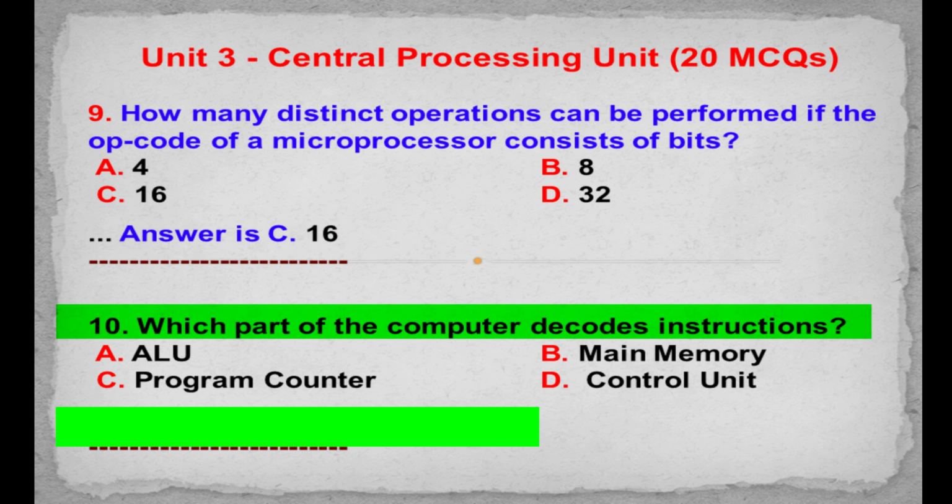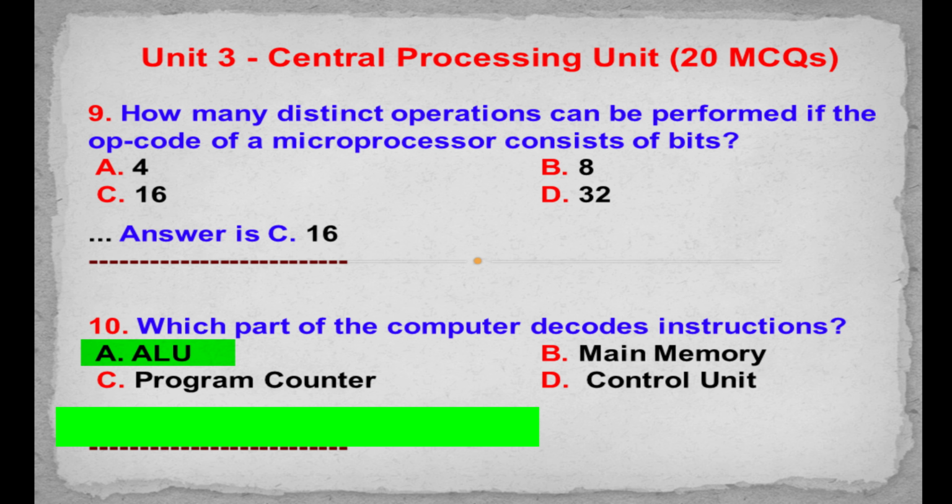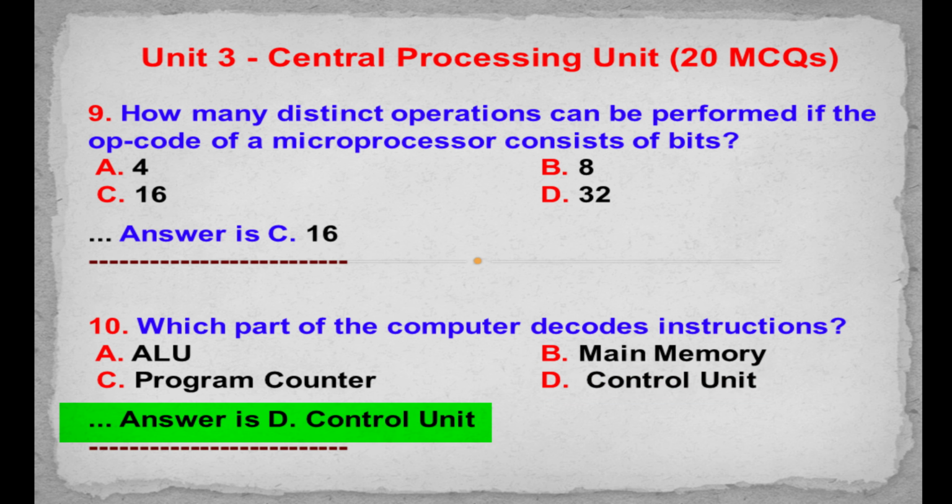MCQs number 10. Which part of the computer decodes instructions? Option A, ALU. Option B, main memory. Option C, program counter. Option D, control unit. Correct answer is option D, control unit.